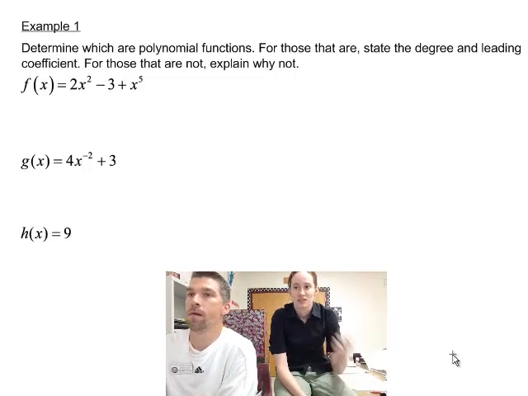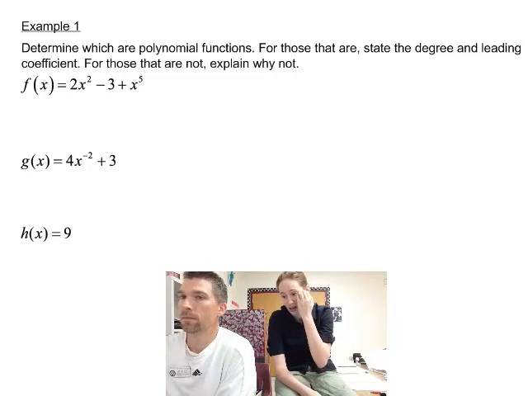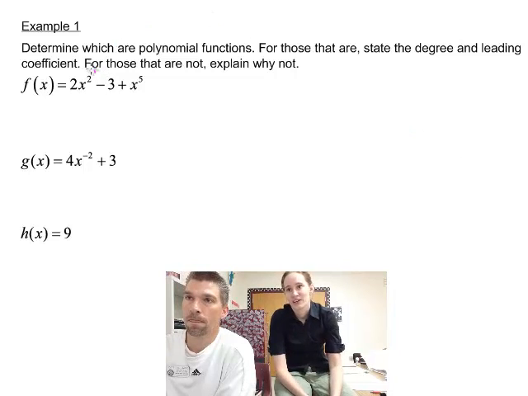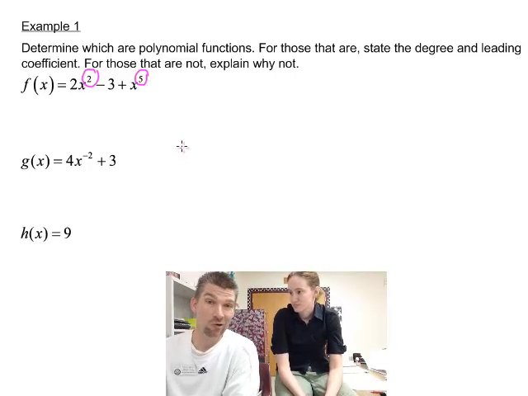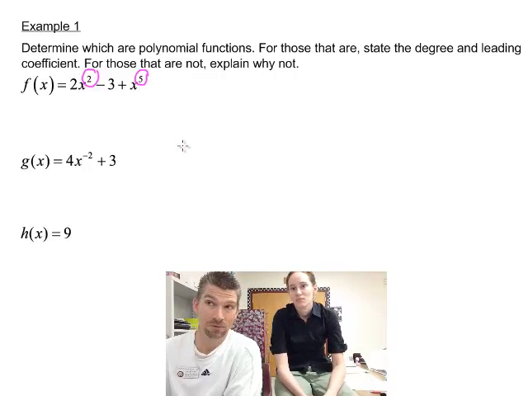For those that are, state the degree and leading coefficient. For those that are not, explain why not. So f of x equals 2x squared minus 3 plus x to the 5th. Is that a polynomial function? The secret is in the exponent. So do these meet the requirements from the previous slide?